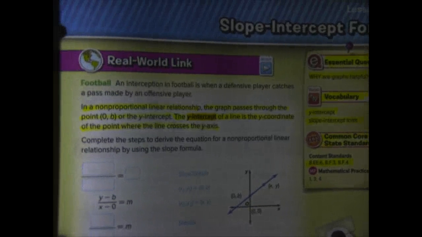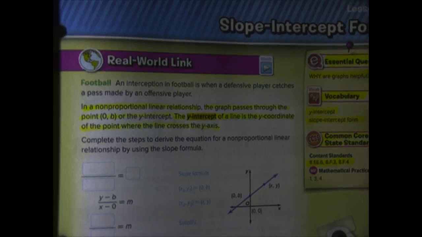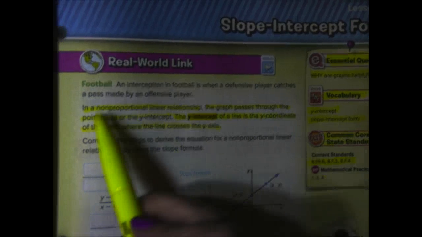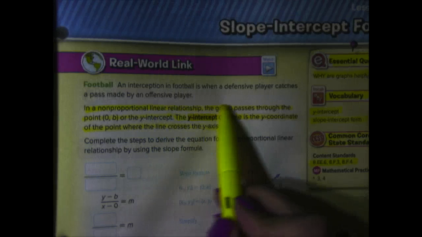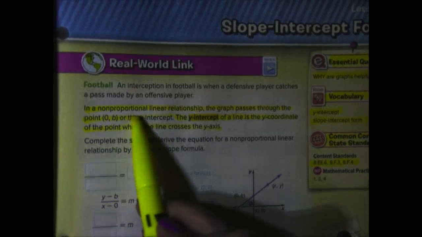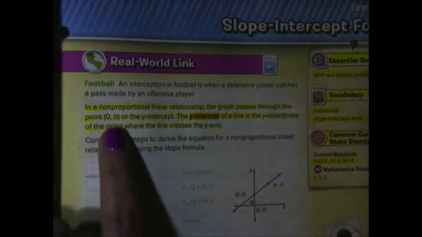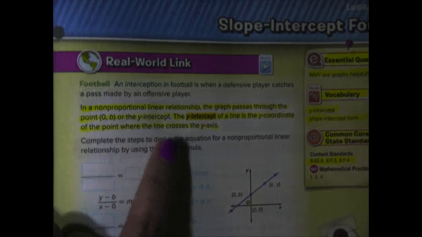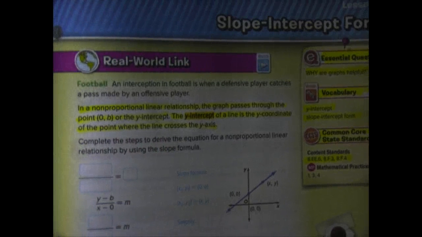Now, remember in Lesson 3 we were talking about proportional linear relationships. But in Lesson 4, and this is on page 199 in your book, we're looking at non-proportional linear relationships. And for a non-proportional linear relationship, the graph is going to pass through the y-intercept, which is (0, b). The y-intercept of a line is the y-coordinate of a point where the line crosses the y-axis.